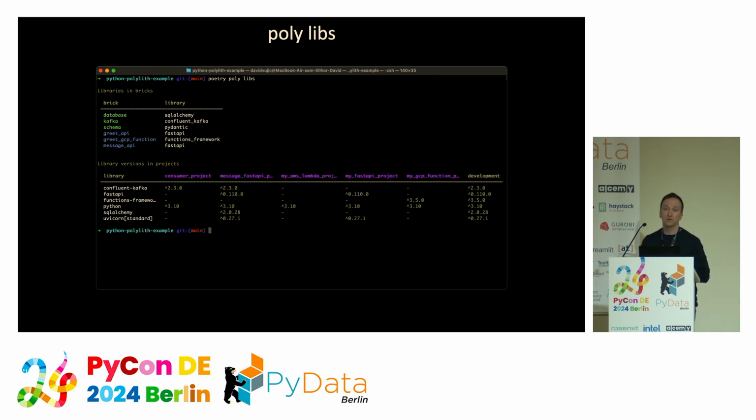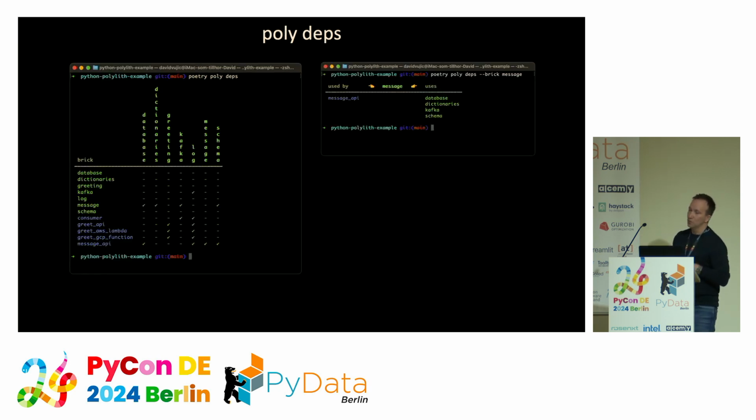You can also inspect what kind of third-party libraries you use in your monorepo. So you can see what libraries are used for an individual brick. A brick is basically a namespace package, a feature that you have fairly grouped into something logical. And then you can also see what libraries are used in the projects, and the versions. So the Kafka brick uses the Confluent Kafka library, which makes sense. You can also see which version is used in the different projects.